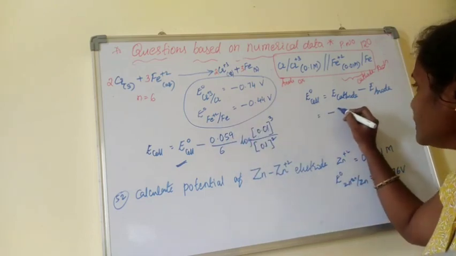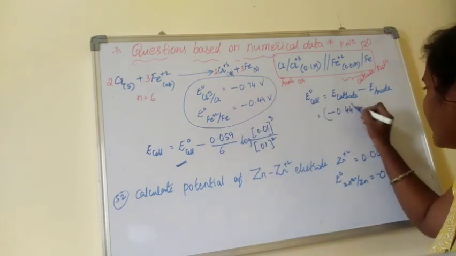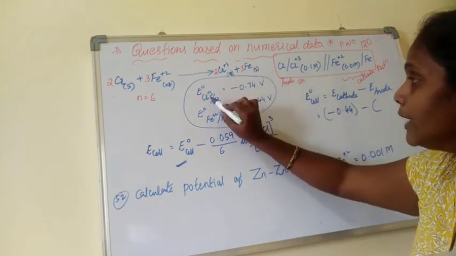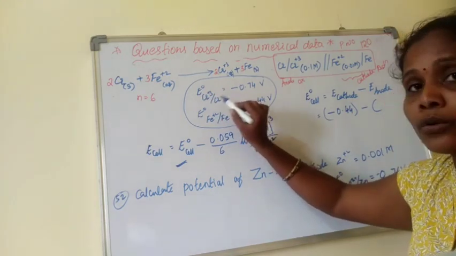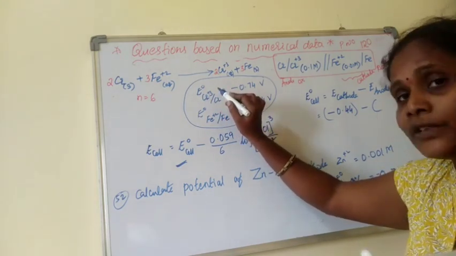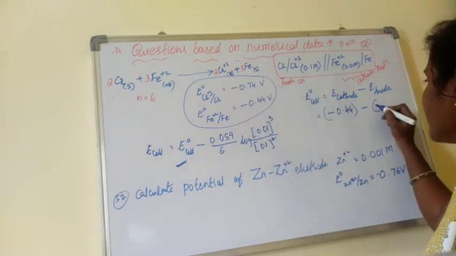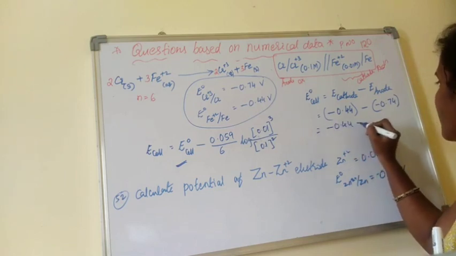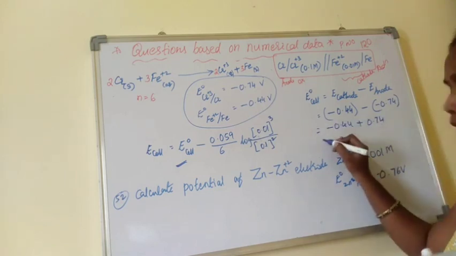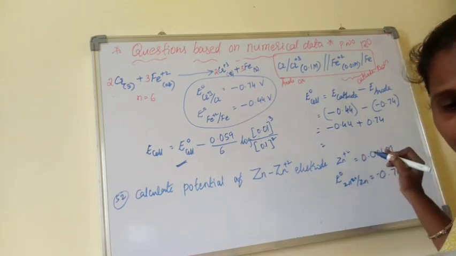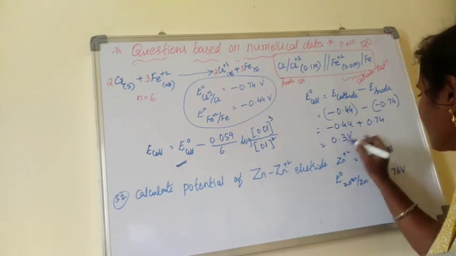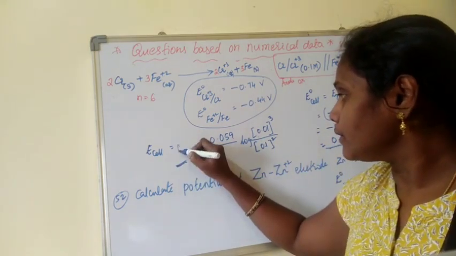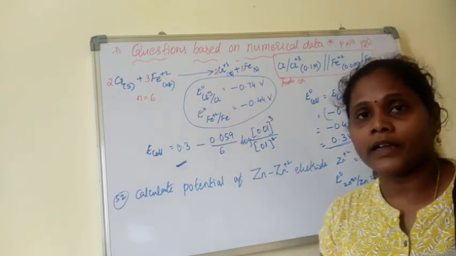So minus 0.44 minus the anode. Oxidation, chromium, therefore I should take chromium. I should not get confused that this is reduction. No, this is the standard reduction potential value which I need to take. Then minus 0.74. So you will get minus of plus 0.74, whose answer I have already calculated, 0.3 volt, right? So now substitute this 0.3 and you will get the answer, right?